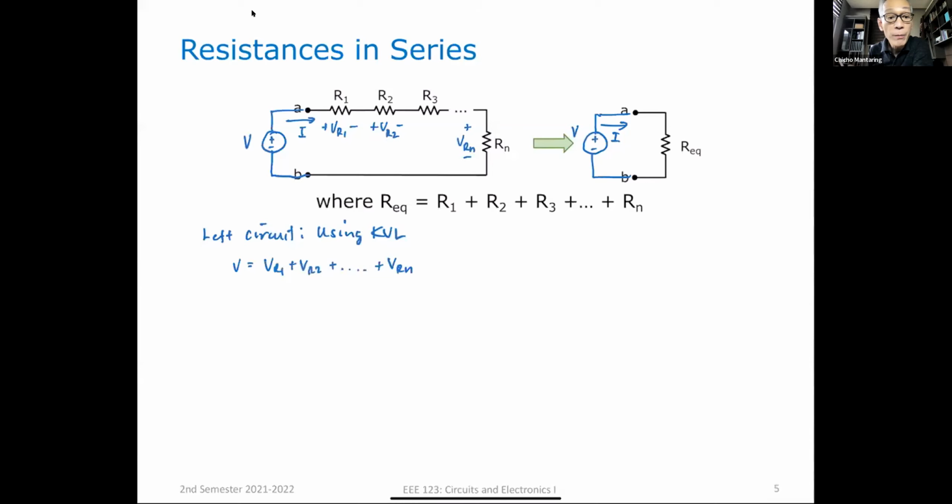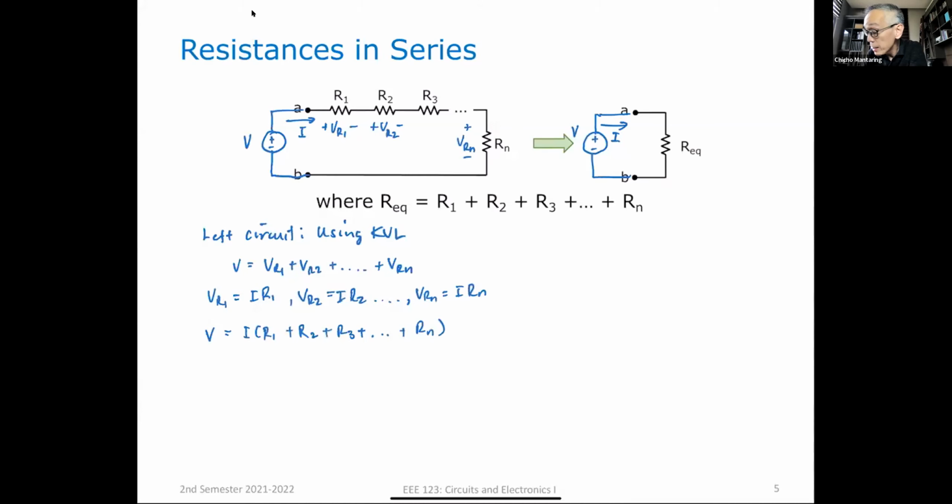But using Ohm's law, we know that VR1 is equal to I times R1. VR2 is equal to I times R2 and so forth. VRn is equal to I times Rn. So I can simply write the KVL equation as V is equal to I times R1 plus R2 plus R3 all the way to plus Rn.